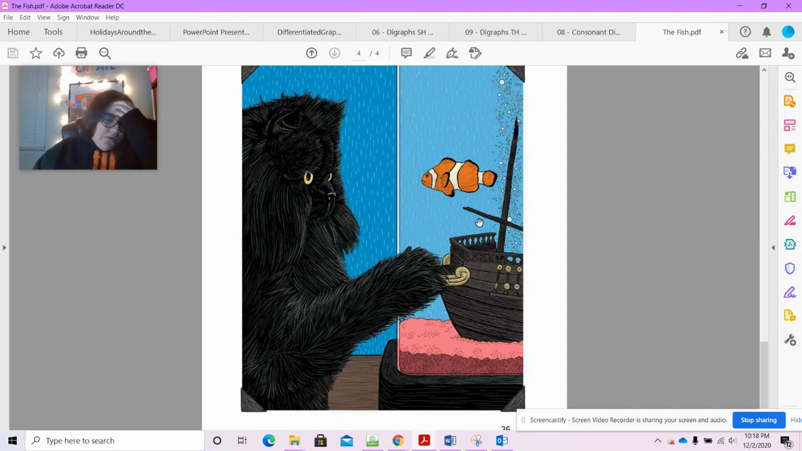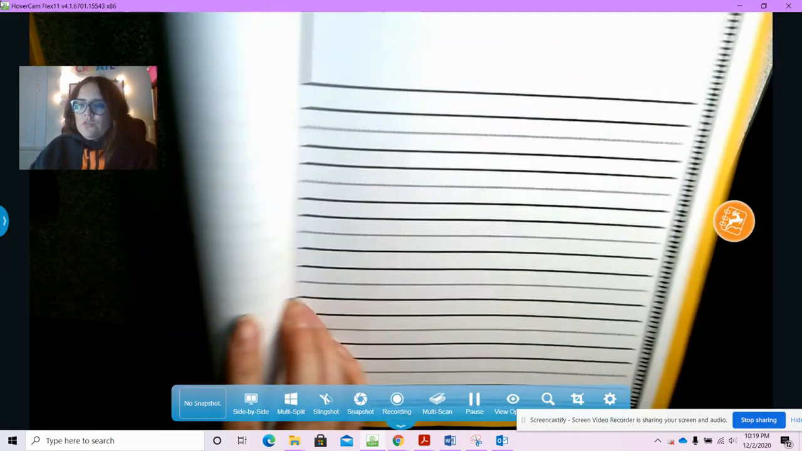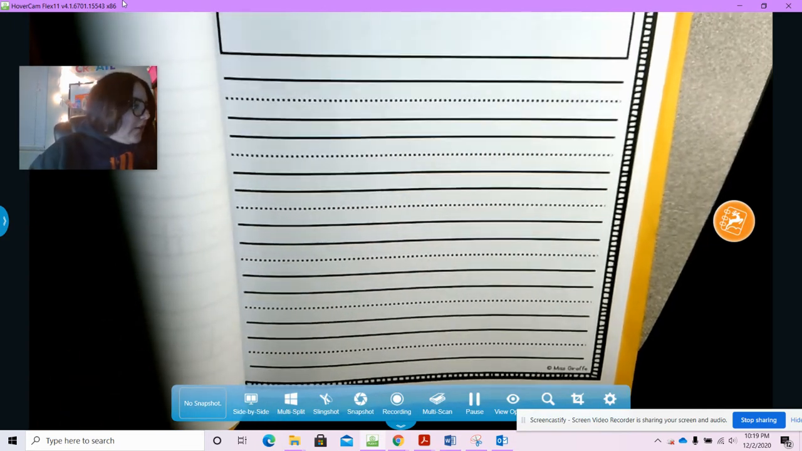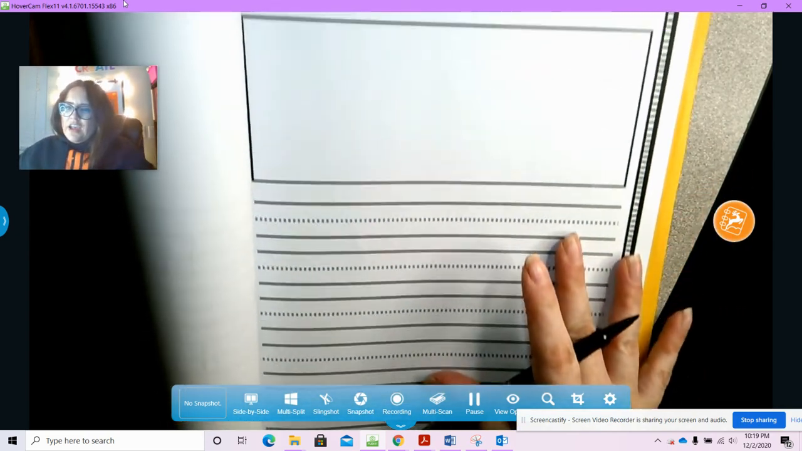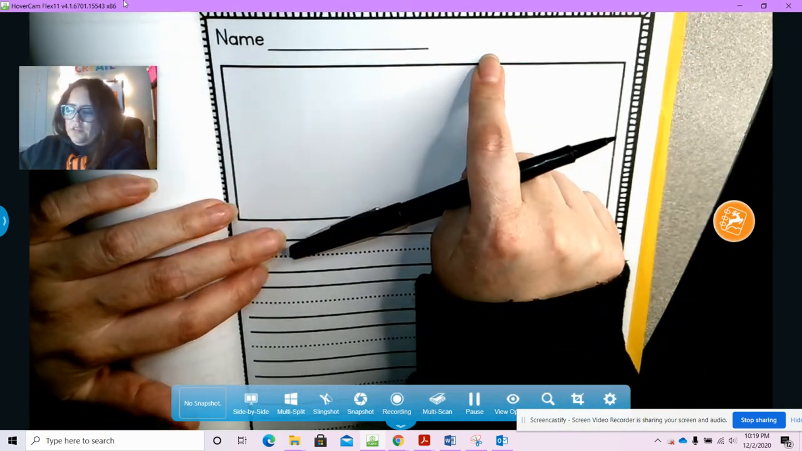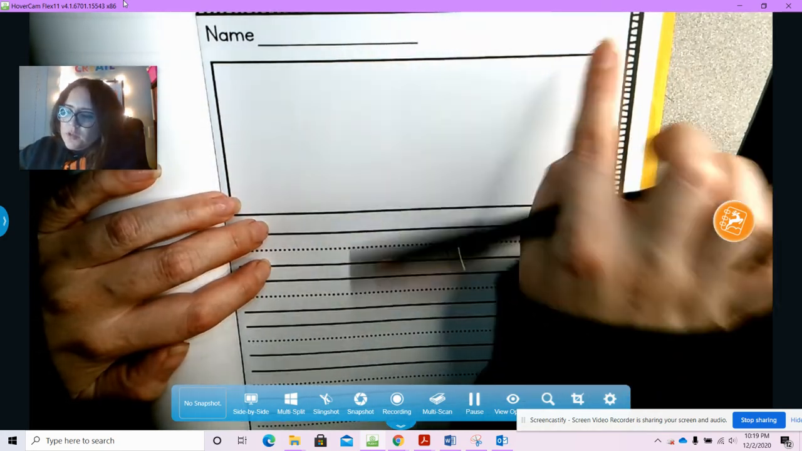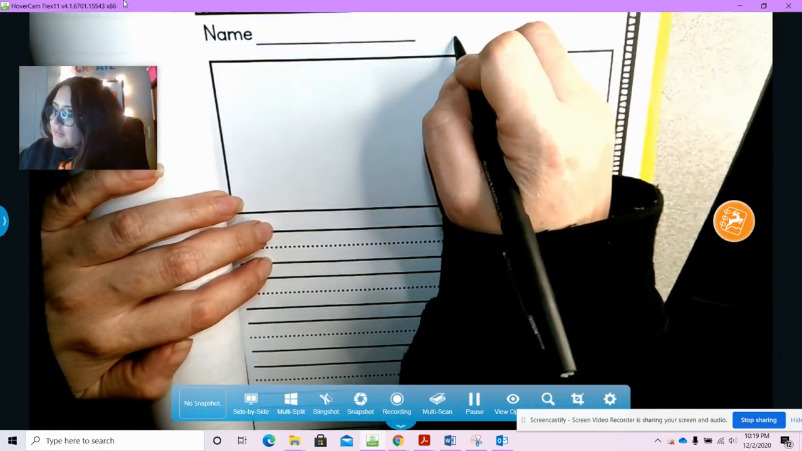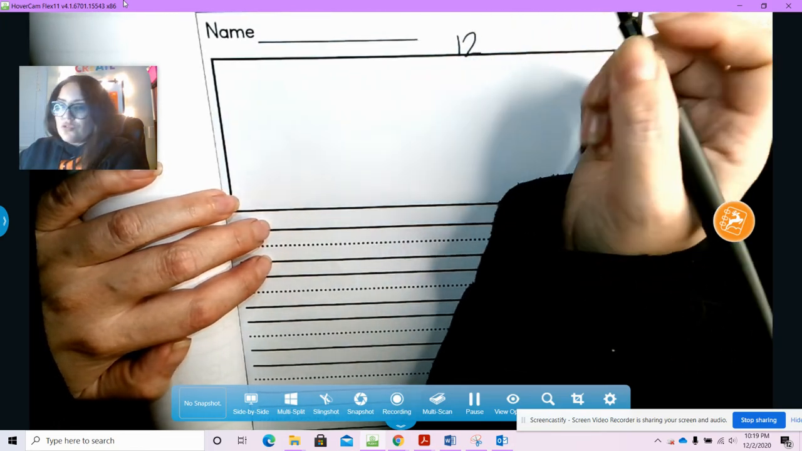Okay, so after you've done reading it, you are going to get your yellow writing journal, and we're going to do a writing entry in our journal. Okay, remember we're going to put the date, and now we're going to start putting our date up here so it doesn't take a full space. Okay, so up here we're going to write our date. Today is December, so it's the 12th month.